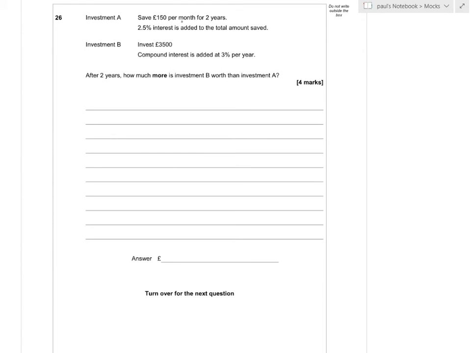A student saves £150 a month for 2 years, 2.5% interest to the amount saved. Okay, investment A. So 150 times 24 equals 3600. Let's do 2.5% of that, times 2.5 divided by 100 is £90. So add these two together and we get 3690.